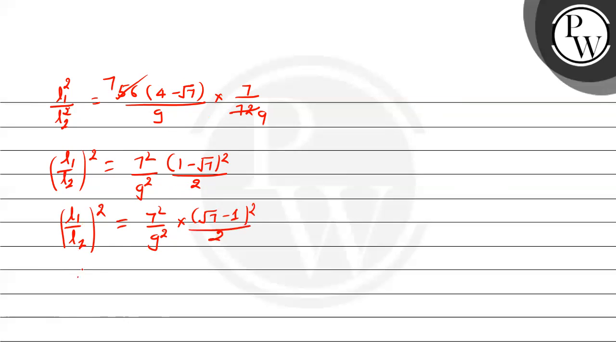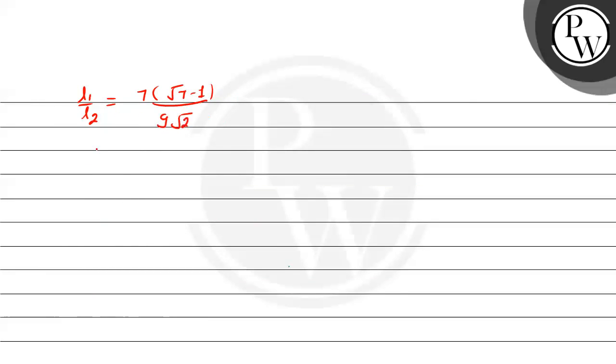Now we can calculate the value of L1 divided by L2 over here. L1 by L2 is 7 by 9, into root 7 minus 1, divided by root 2. Now this is the value of L1 divided by L2, which is actually the ratio of the angle bisectors of angle B and angle C. Now we can compare with the given. Let me rewrite again: 7 into root 7 minus 1 divided by 9 into root 2.